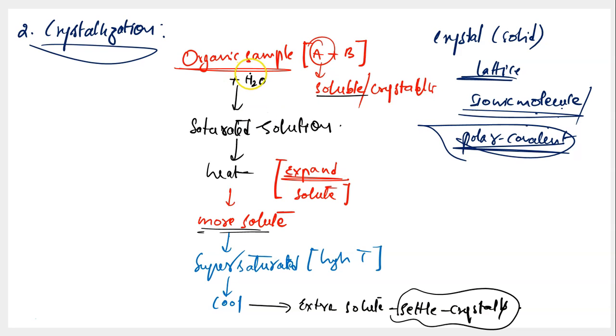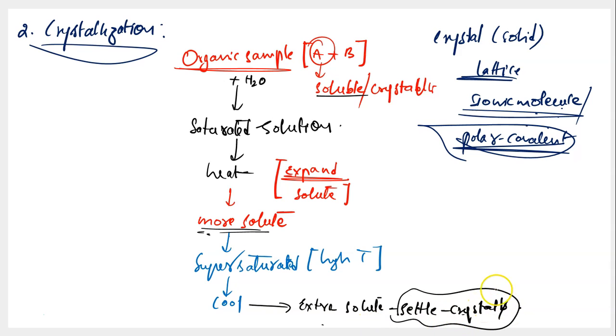You have to take the organic sample, put it into water, dissolve it nicely, make a saturated solution, and then heat the saturated solution so that it expands and accommodates more solute. And after you accommodate more solute, the solution achieved is called a supersaturated solution, and it is at a higher temperature because you had been heating. Now you have to cool the supersaturated solution, and when you cool it, all the extra solute that you have added will precipitate, will settle down in the form of crystals.